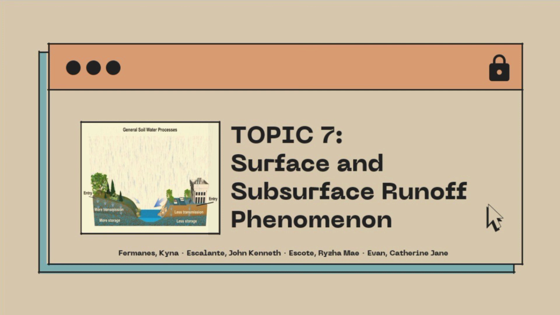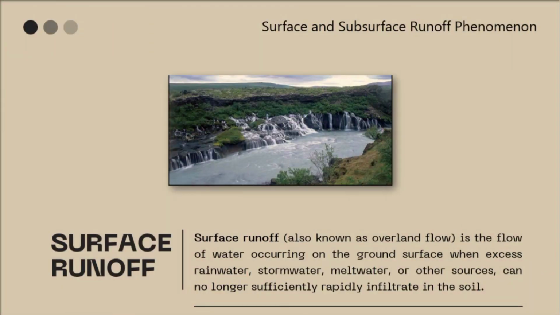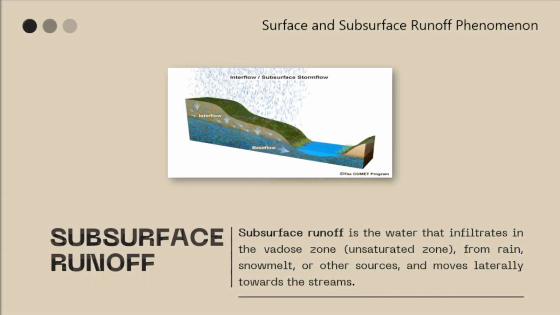So to start, let me first differentiate surface runoff from subsurface runoff. Surface runoff refers to the rainfall, snowmelt, or irrigation water that flows over the soil or land surface toward the stream water. On the other hand, subsurface runoff refers to the flow of water towards the stream channel that occurs below or within the land or soil surface. It is basically slower than the surface runoff.